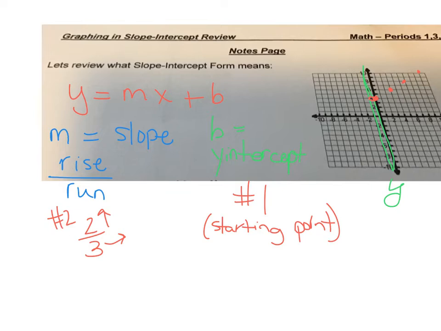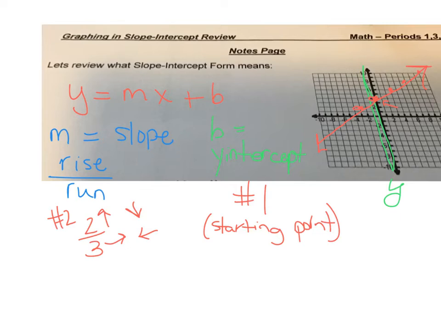So we talked about, well, what could you do besides go up 2 and right 3? Well, going up 2, right 3 is the same thing as going down 2 and left 3. So we could go back to my starting point, which is right here, and we could go down 2, 1, 2, left 1, 2, 3. So now I've got 5 points. And what I'm going to do from there is connect the dots, and make my line, and then I've graphed that equation.